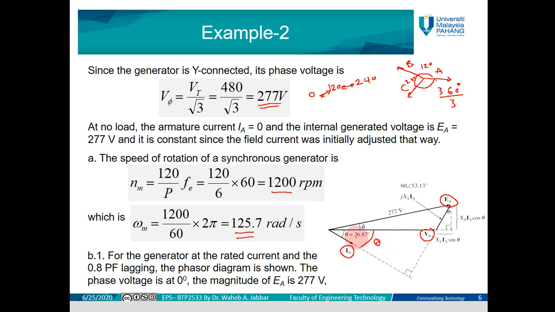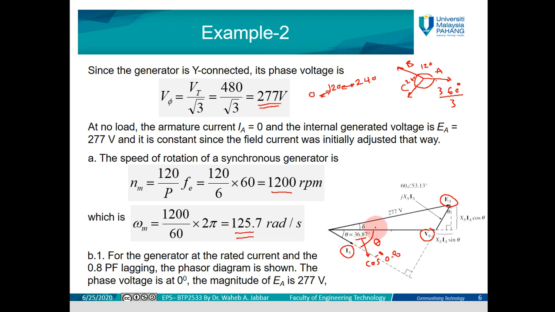So you can see here theta equals 36.87. Where does this come from? It is the cosine inverse of 0.8 lagging. If you take the cosine inverse of 0.8, you get 36.87, and this is the angle between the armature current and the voltage, and it is lagging. That means the armature current comes after the voltage. So the voltage comes first, and the current lags by 36.87 degrees.